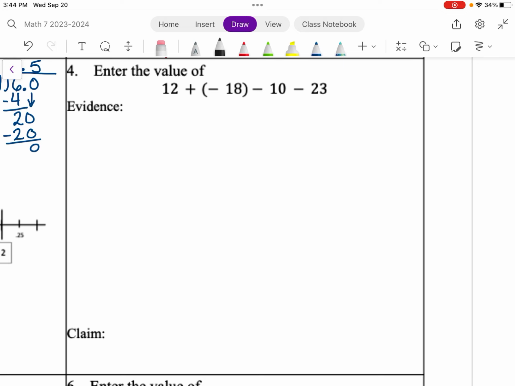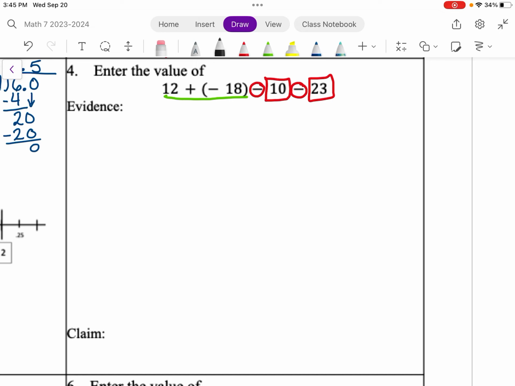This first half of the problem is already addition, so I don't have to change any of that. What I do have to change, though, are the next parts. So I'm going to circle my subtraction sign and box in the number I'm subtracting. In this case, it's that 10. My next part of that expression is minus 23. Again, it's subtraction, so I circle my subtraction sign and box in the number I'm subtracting. This tells me what I need to rewrite.